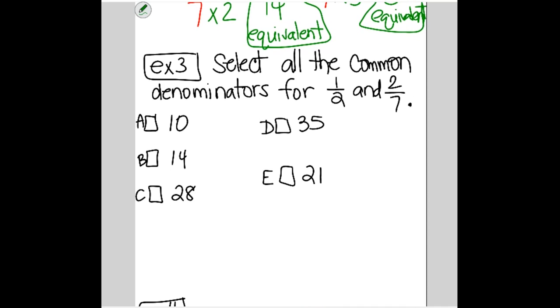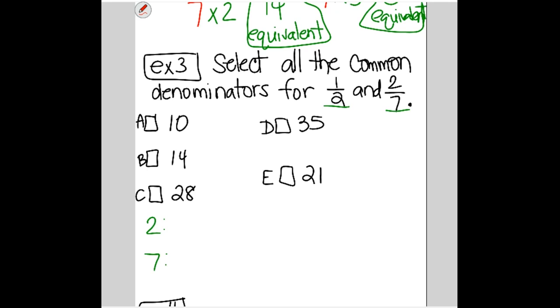All right, this one's a good one. Select all the common denominators for 1/2 and 2/7. So remember how I told us we need to do it. If we're finding common denominators, that means we're getting the multiples for our denominators. So we write down our denominators. I have 2, and then I have 7.